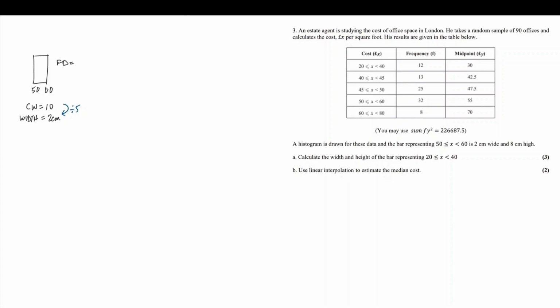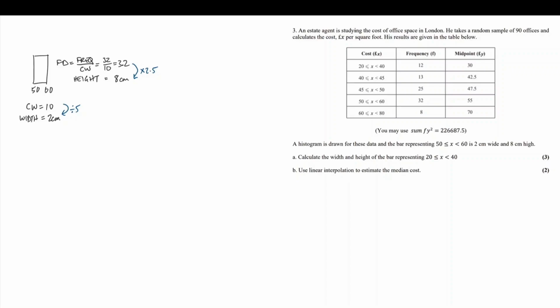Frequency density. We're going to find that by doing the frequency divided by the class width. In this case, 32 divided by the 10 we just found. That gives us a frequency density of 3.2. Now, if the drawn height is 8 centimeters, the scale factor is going to be to multiply by 2.5. I can find that by doing 8 divided by 3.2. 8 divided by 3.2 simplifies to 2.5.